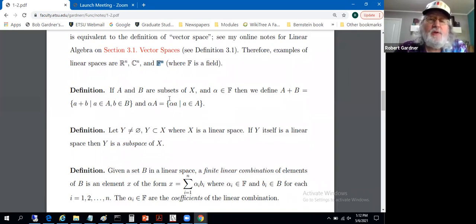A definition, or maybe even just a notation: if A and B are sets of vectors, alpha is a scalar, we'll define set of vectors A plus set of vectors B to be the set of all lowercase a plus lowercase b, lowercase a and lowercase b coming from the obvious place. And we can take a set of vectors A, multiply it by a scalar alpha, define that to be the set consisting of all alpha a, where lowercase a comes from set A.